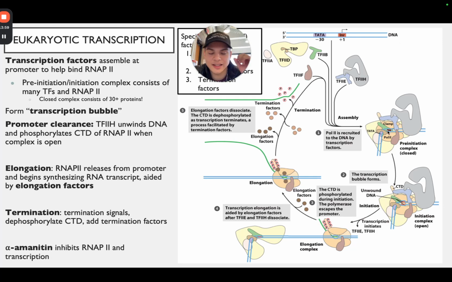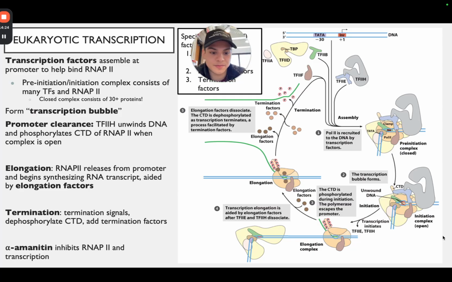What this means is kind of like a replication fork, right, where it opens up. It's the same thing here, as you can see right here. The transcription bubble forms, and now we're going from the closed complex to the open. And so for promoter clearance, TFIIH unwinds DNA and phosphorylates the CTD. So these are two ways we can regulate the step from initiation to elongation of RNA polymerase II when the complex is open.